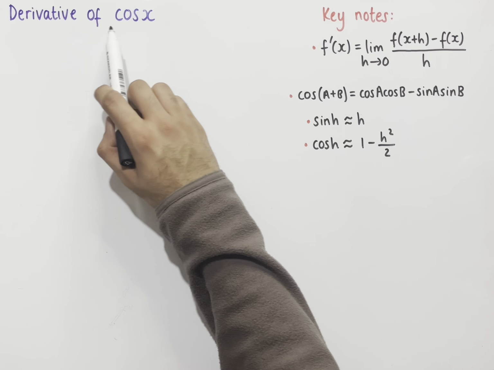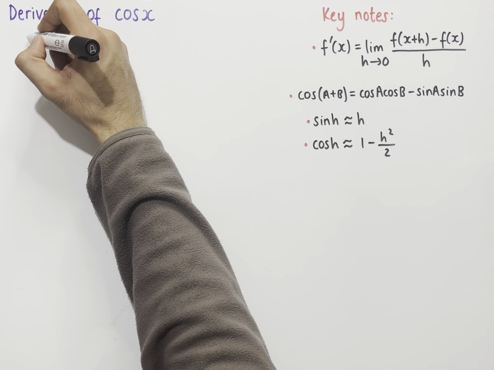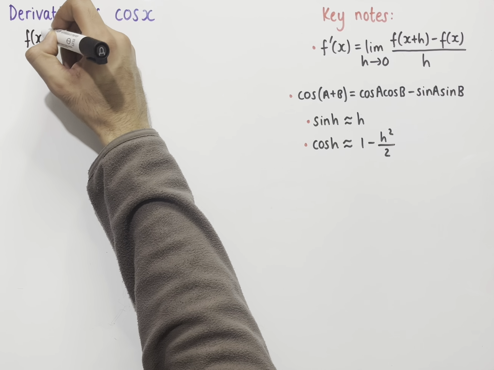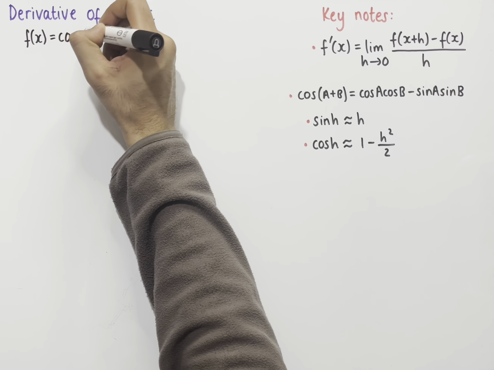Let's look at the derivative of cos x. These are some key notes that we'll be using. So we'll start by labeling our function f of x as cos x. The method that we're going to use to work out the derivative of cos x is called differentiation from first principles.